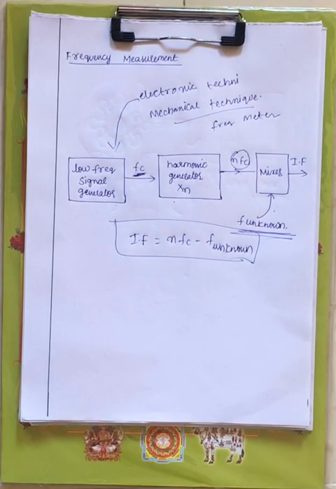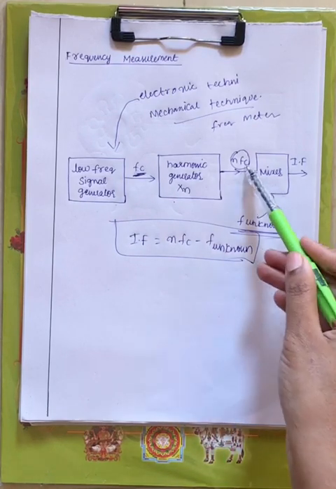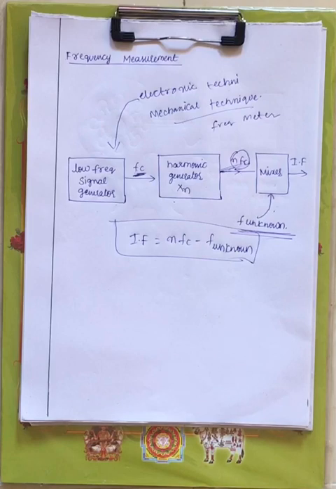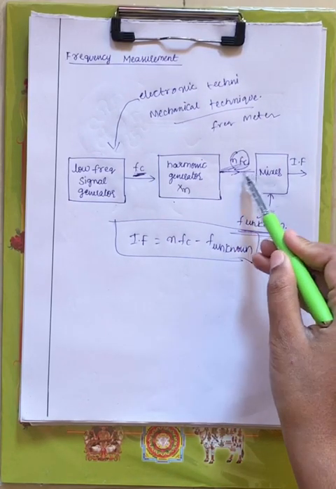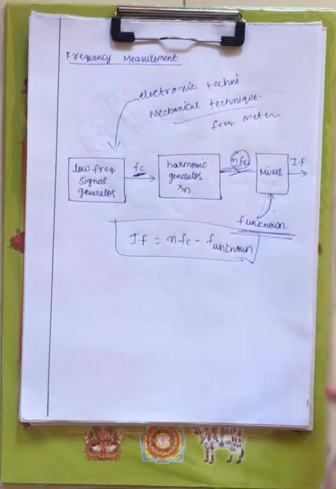Now let us see the electronic technique. This is the block diagram for the electronic technique of frequency measurement. The first block is the low frequency signal generator. It will generate a signal with frequency fc, which is known. That is given as input to your harmonic generator. This fc along with the harmonic generator will give you the actual signal with frequency nFc, and this value is also known. One input to your mixer is this one, and another input to your mixer is the unknown signal frequency. Whatever frequency we want to measure is given as the other input to your mixer.